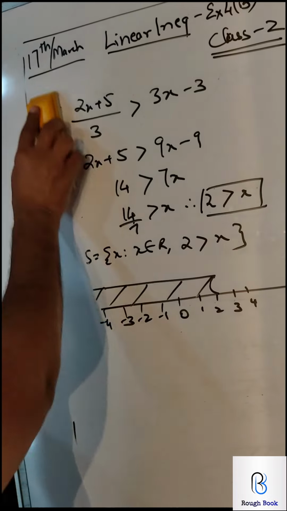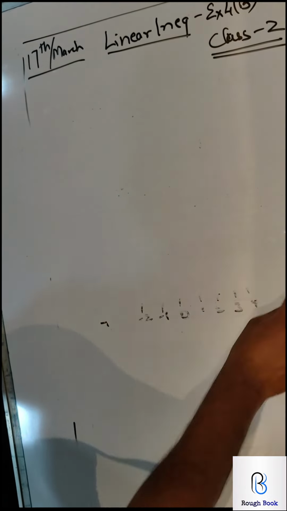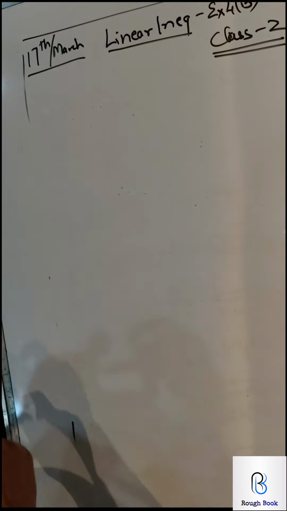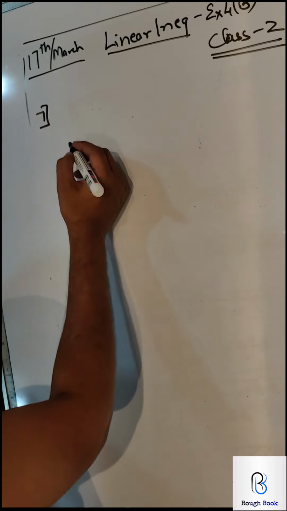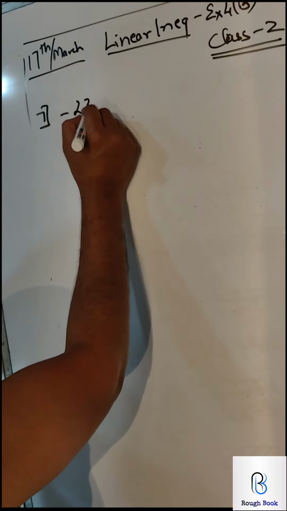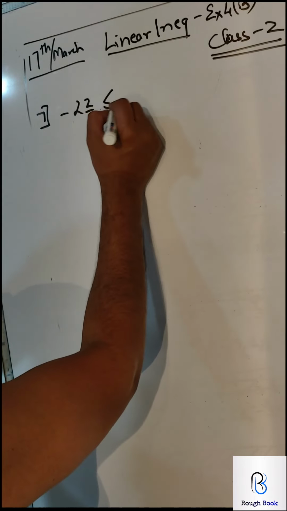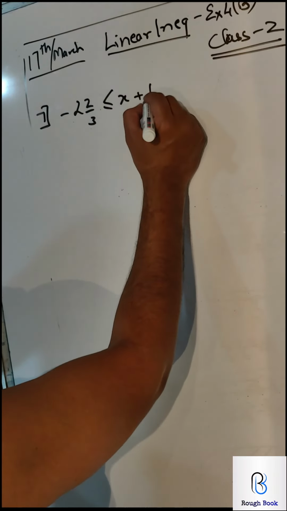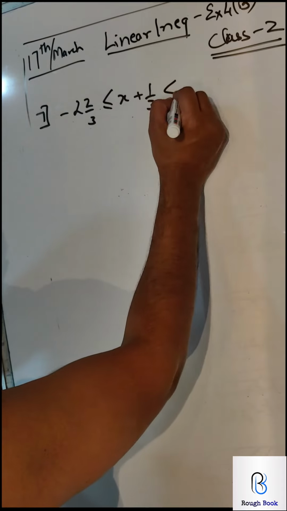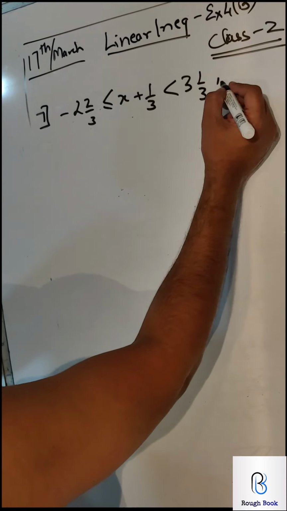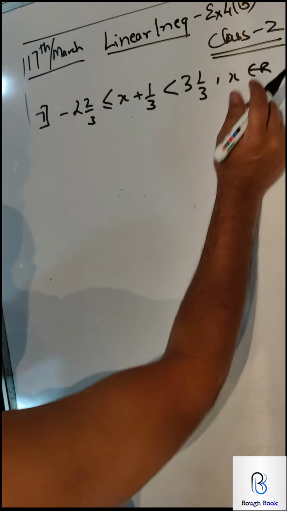I want you to try sum number 7. Good question from exam point of view. You got 2 signs in that. So let's quickly try sum number 7. 2 parts to the question. So we will have to take 2 parts, first and second, and then second and third. 2 parts separately. X belongs to R.